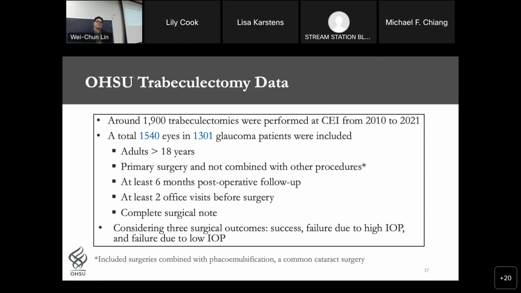So the first step for the EHR data assessment, we identify the target population for our study: trabeculectomy performed at the institute from 2010 to 2021. Around 1,500 eyes in 1,300 glaucoma patients were included, and the inclusion criteria are listed below. As mentioned before, our surgical outcome focuses on surgical success, failure due to high IOP, and failure due to low IOP.